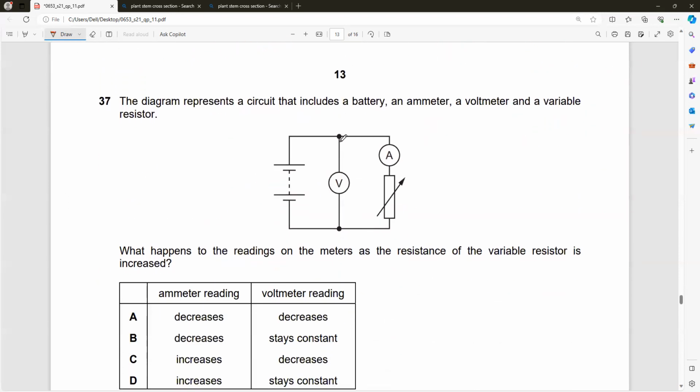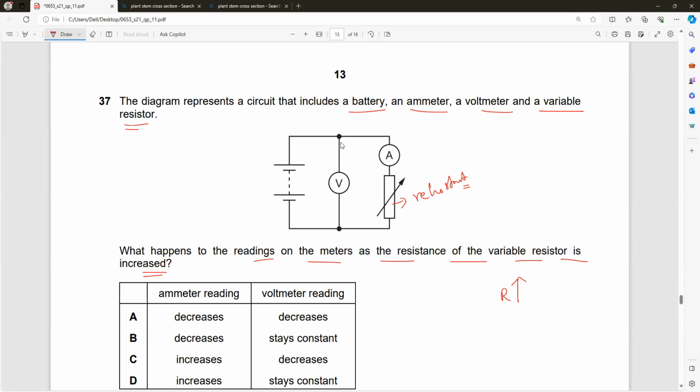The diagram represents a circuit that includes a battery, ammeter, voltmeter, and a variable resistor. So this is what a variable resistor means. We used to say, what is that name? Rheostat. Right? Now, what happens to the reading on the meters as the resistance of the variable resistor is increasing? R is increasing means what will happen? So there is a resistor. R increases means what happened?